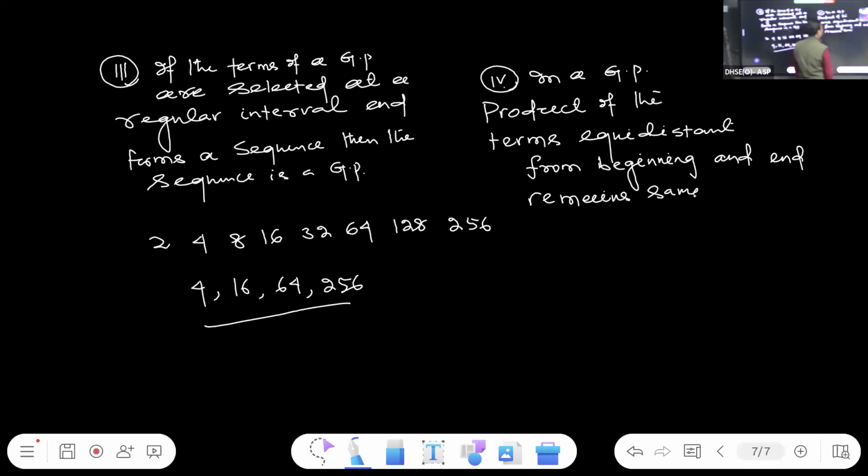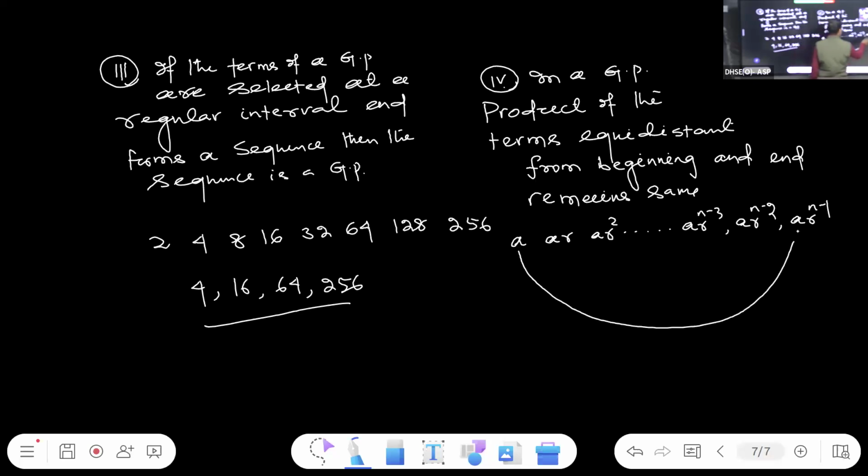In a GP, the product of the terms equidistant from the beginning and end remains the same. Let us consider the GP: a, ar, ar², ..., ar^(n-3), ar^(n-2), ar^(n-1). Now multiply the first term from the beginning with the first term from the end. Their product will be a² times r^(n-1).